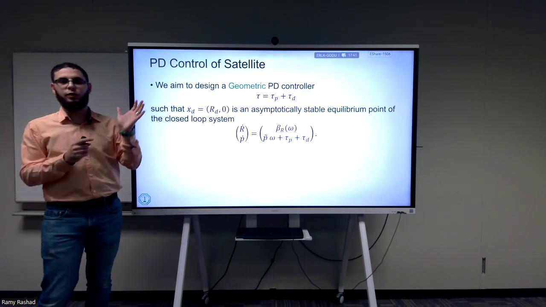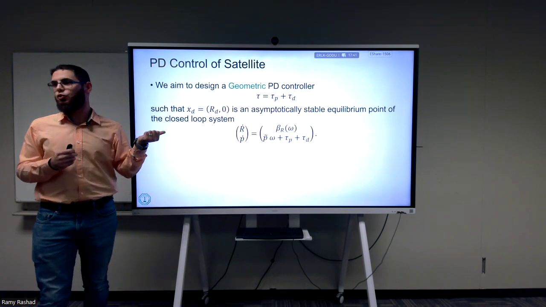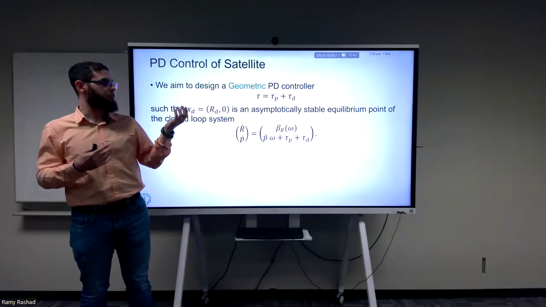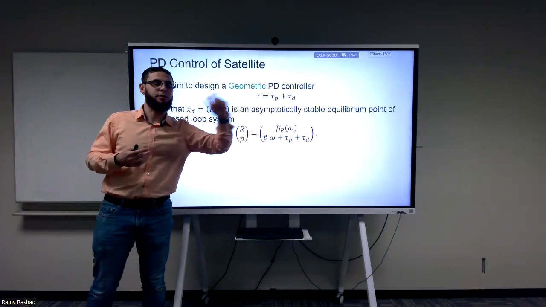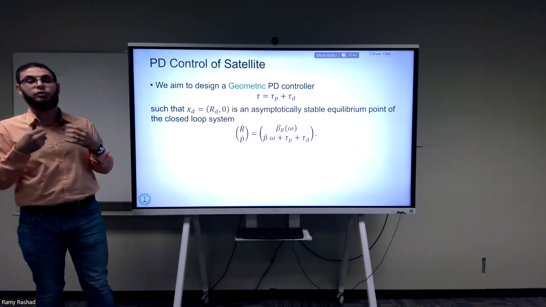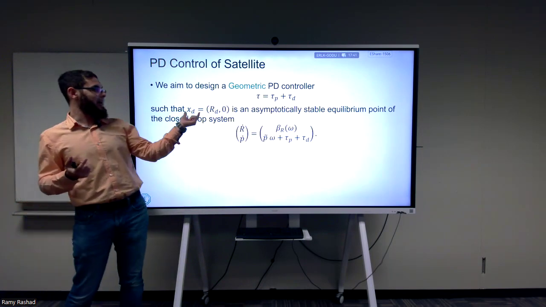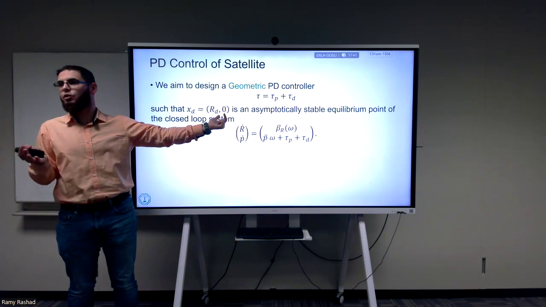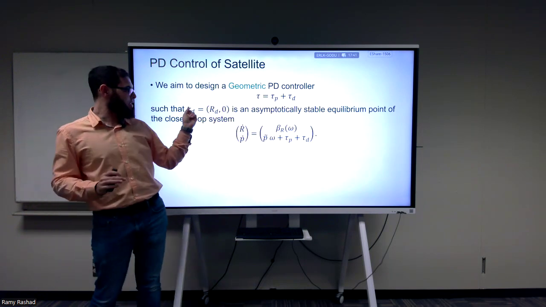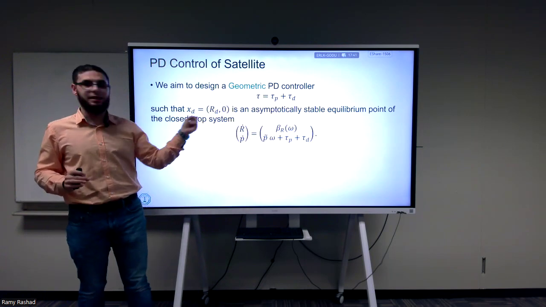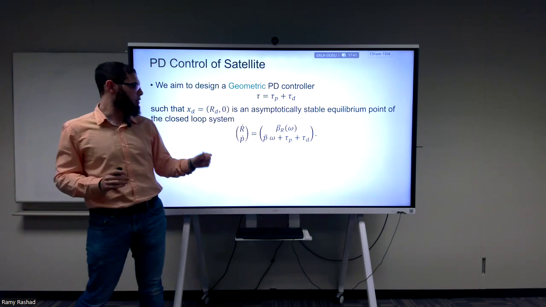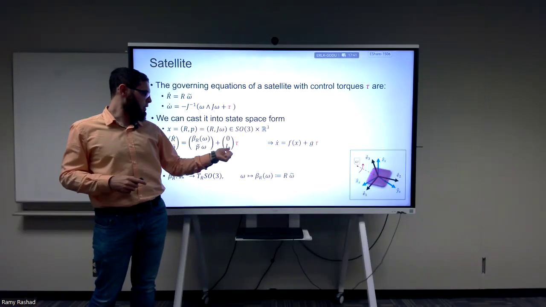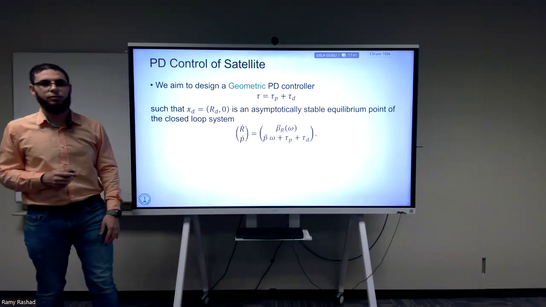So what we want to do is the following. We want to design a geometric PD controller, based on this energy balancing idea that we discussed for the point mass. So we want to have tau to be a proportional term and a derivative term. And then we want to design this controller. What is our objective? Such that this state, which is some desired orientation and some angular velocity that's zero. So we want to stabilize this system. We want to design the control law such that this state is an asymptotically stable equilibrium point of the closed loop system. What is the closed loop system? Just plug in the Tp plus Td in this equation. So this is our closed loop system.